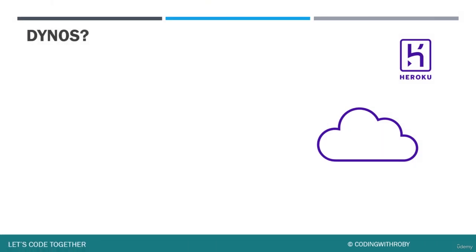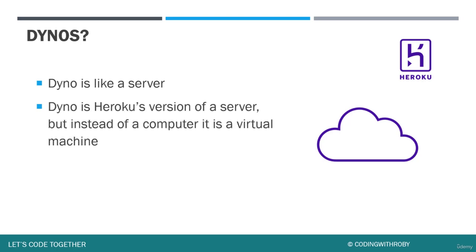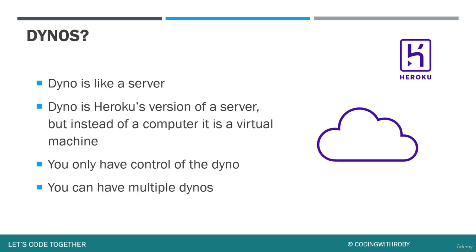But Heroku uses dynos. So what are dynos? Dynos are very similar to a normal server. Dynos are Heroku's version of a server, but instead of a physical machine, it is a virtual machine, which means Heroku can easily scale your application's dynos. The limitation with this is that you as a developer only have control over the dynos of your application, not the actual server. However, if you need multiple dynos, you can always scale your application, extremely easily.